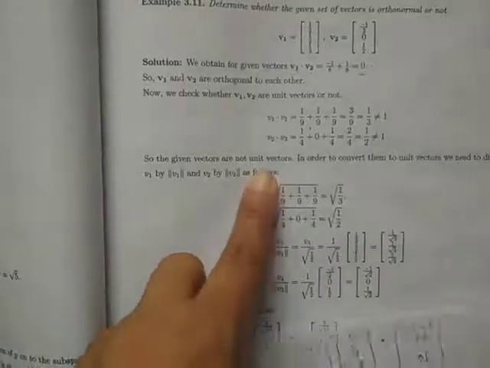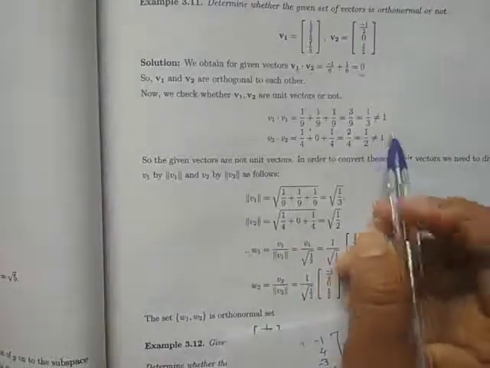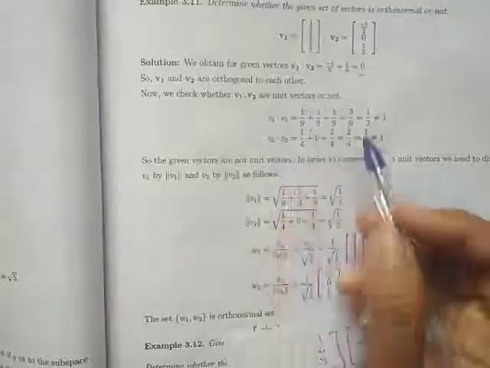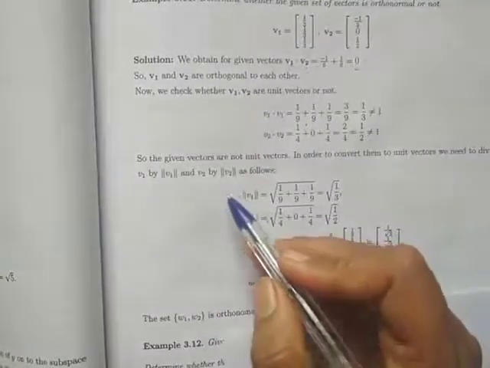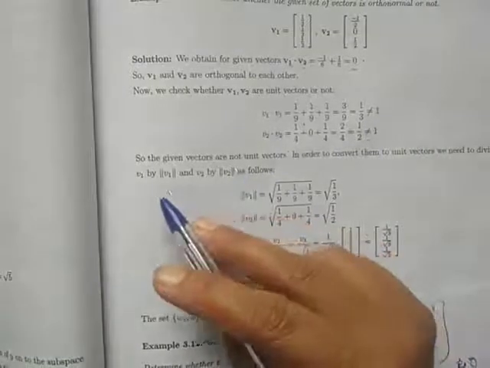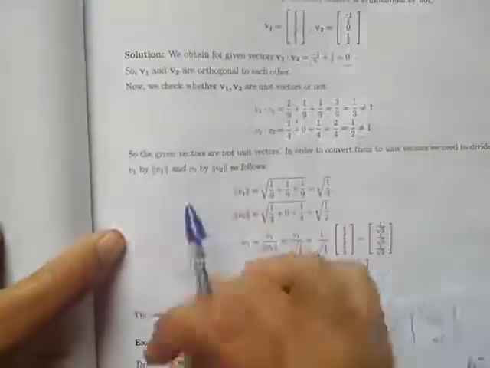Similarly, we will calculate the norm of V2, which is equal to 1 by 2, which is not equal to 1. That's why V1 and V2 are not unit vectors. We will convert them to unit vectors. We need to divide V1 by norm V1 and V2 by norm V2.